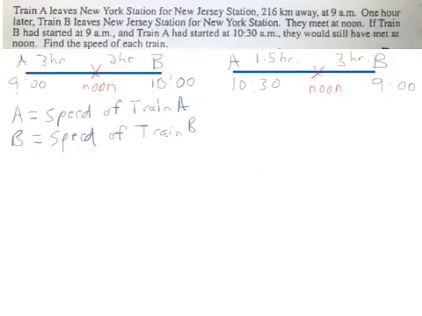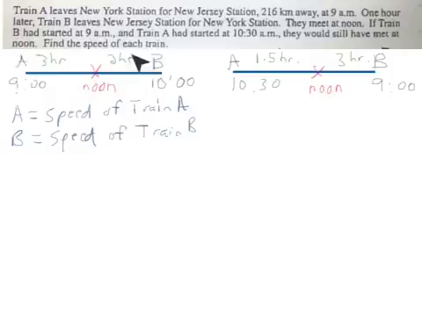Please take a moment and pause the video if needed to read over the problem given. Once you have done so, notice we're trying to find the speed of train A and the speed of train B. So I have drawn myself two different pictures here for the two different scenarios, and I've labeled them to help us identify what is going on.